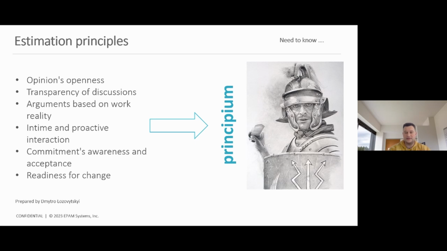So this means for us that everything starts from our head, and in the head of our people in the whole team, or teams on the teams level, we need to provide the right behavior, and right behavior directly depends on principles that people are going to use every time when we talk about estimation activities. So what are they? The first principle is opinion openness.